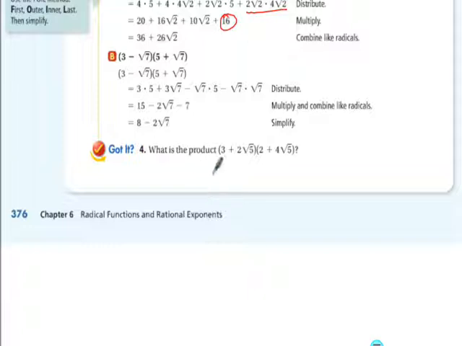Go ahead and take a second and see if you can do FOIL on number 4 and get an answer. Go ahead and pause the video here and do that now. All right, you've unpaused. Hopefully you got 46 plus 16 times the square root of 5. If you didn't, make note of it somewhere, and I'll show you step by step how to do that problem in class.